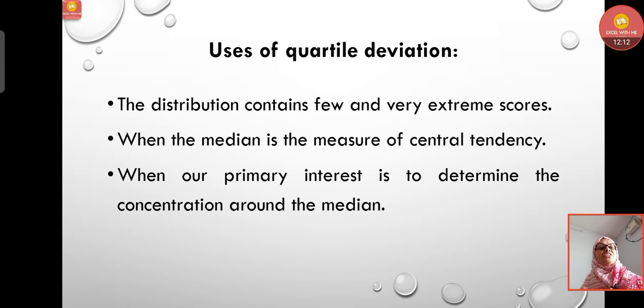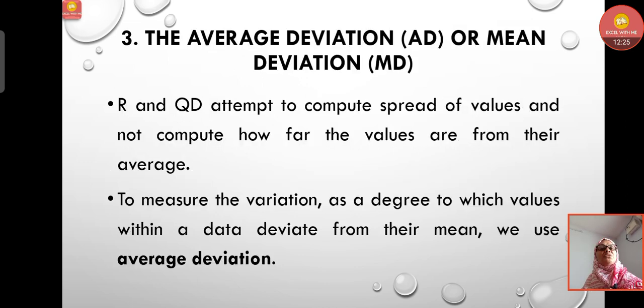Uses of quartile deviation, let's see quickly. The distribution contains few and very extreme scores. When the median is the measure of central tendency, when our primary interest is to determine the concentration around the median. So these are the uses of quartile deviation.